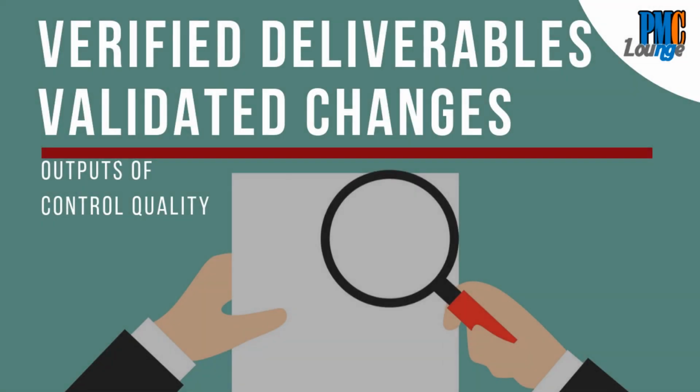Today we are discussing two important outputs of the control quality process: verified deliverables and validated changes. Now, why are we taking them together? Well, when you go over the video, you will be able to understand why.